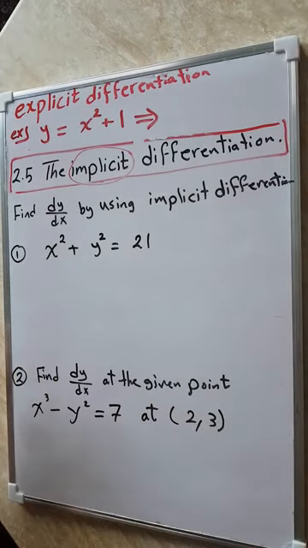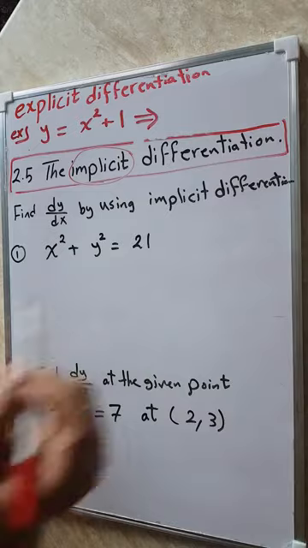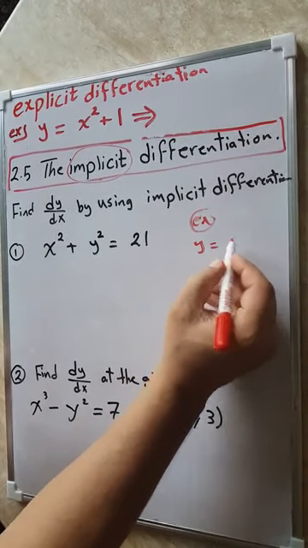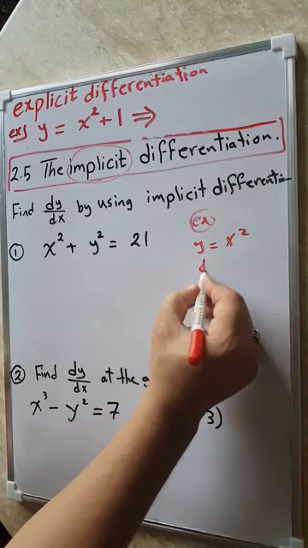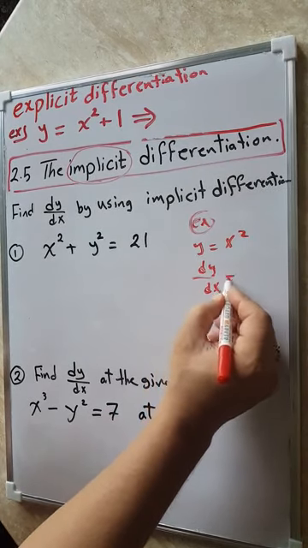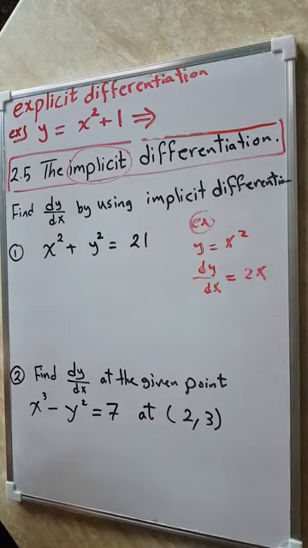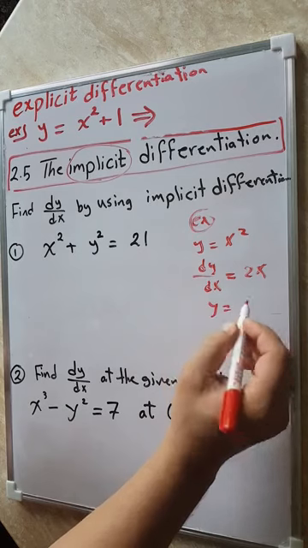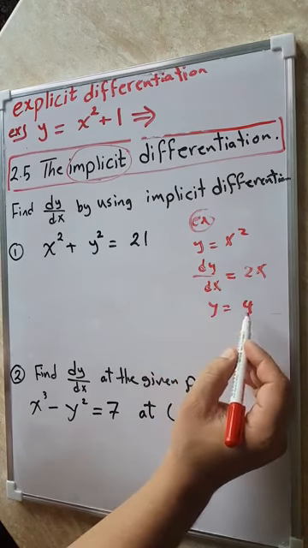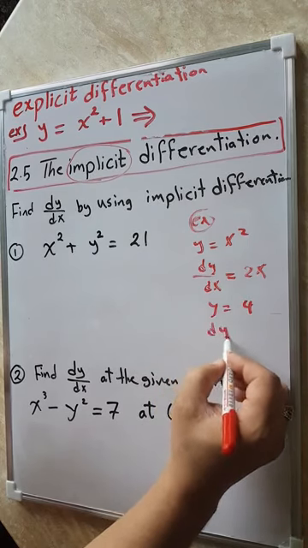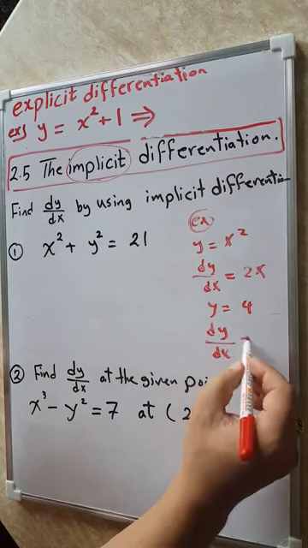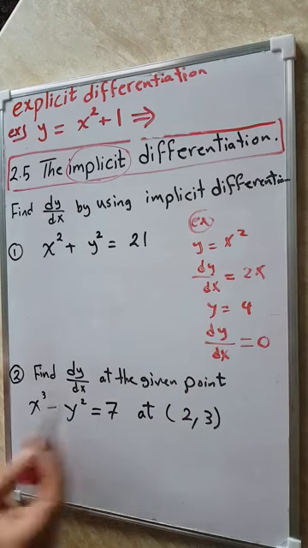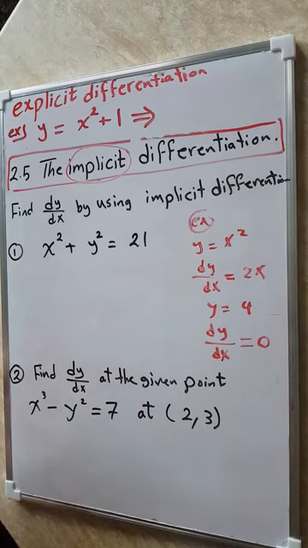We have talked about differentiation before and we know how to derive. I will just remind you, for example, if we have y equals x squared, the derivative, which is dy over dx, is 2x. If we have y equals 4, which is constant, so we say dy over dx equals 0. Derivative of any number which is constant is 0. This is what we had before.